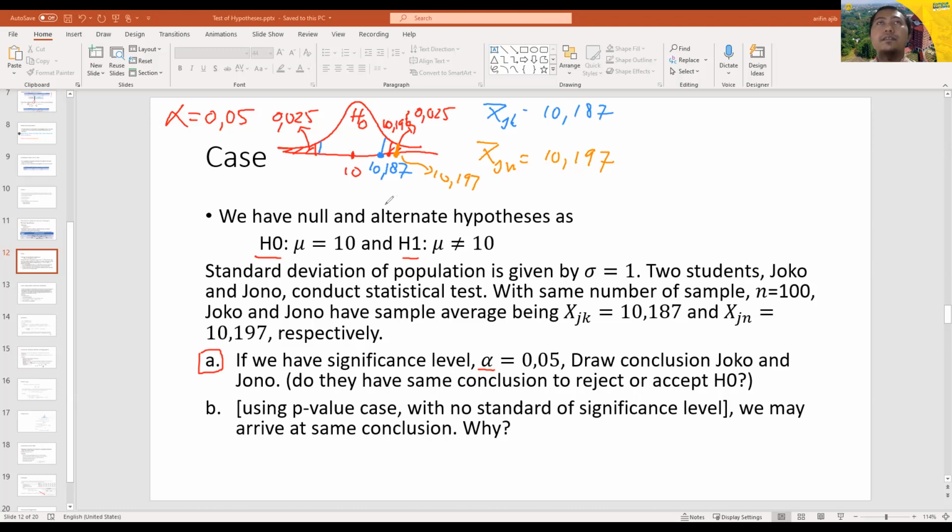It is clear from this result that the observation from Joko will accept the null hypothesis, but the observation from Jono will reject H0, the null hypothesis, based on the location of this one and this one.